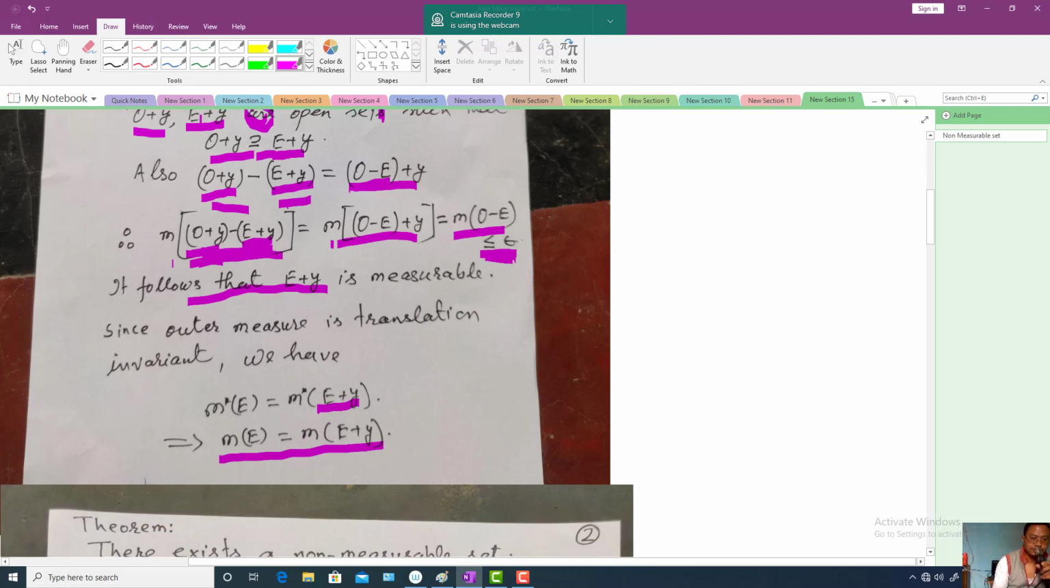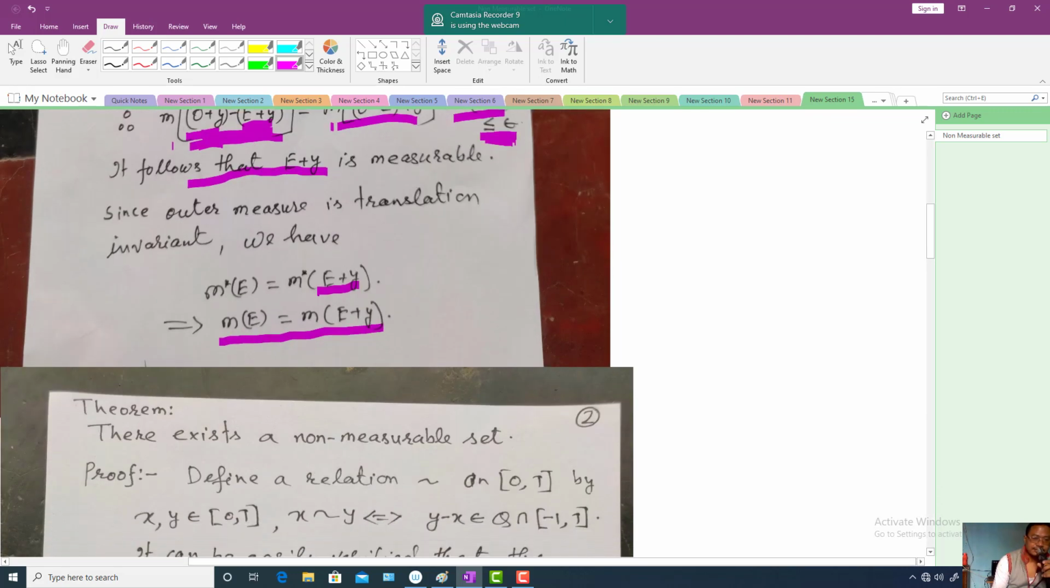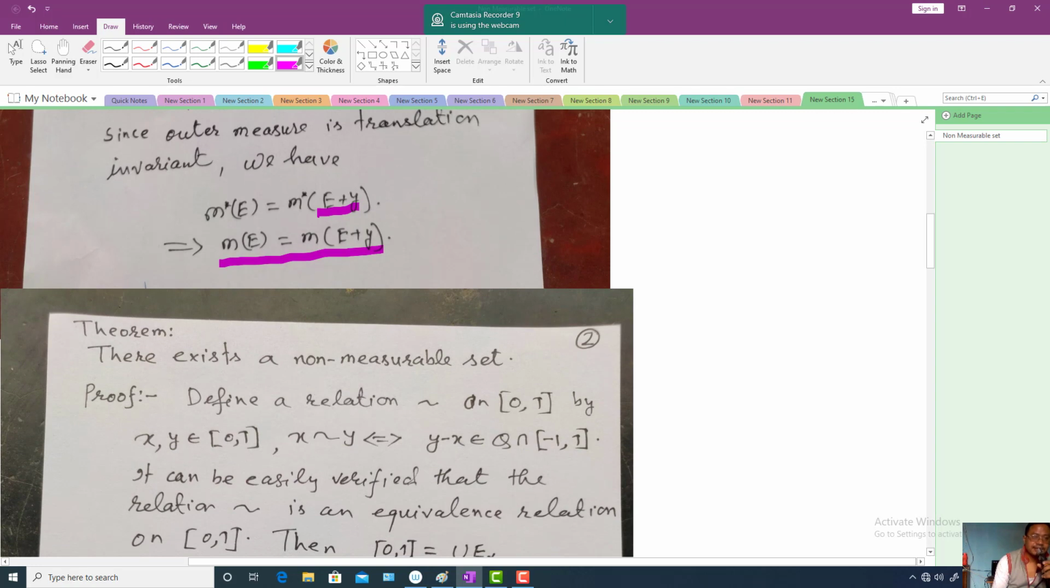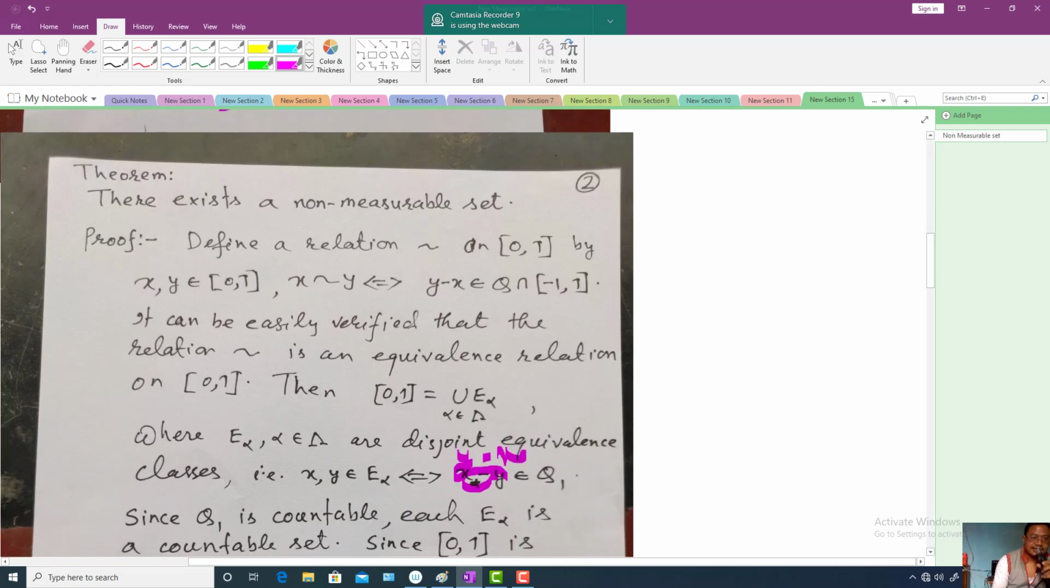So what is the thing you have to remember? If a set E is measurable, the new set defined, E plus y, is also a measurable set, and the measure of E is exactly equal to the measure of E plus y. Alright, so this is the small theorem. This is going to be used in our proof of the existence of a non-measurable set. So let us see this theorem.